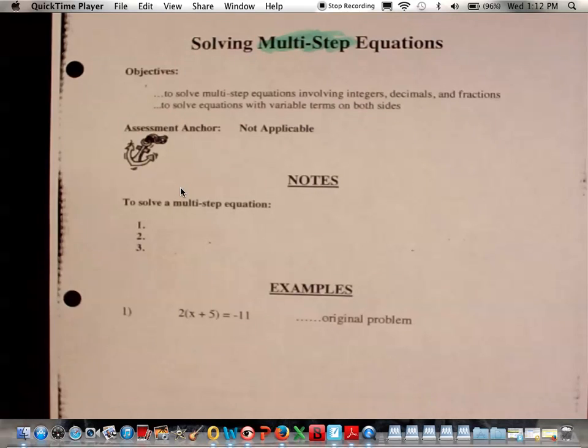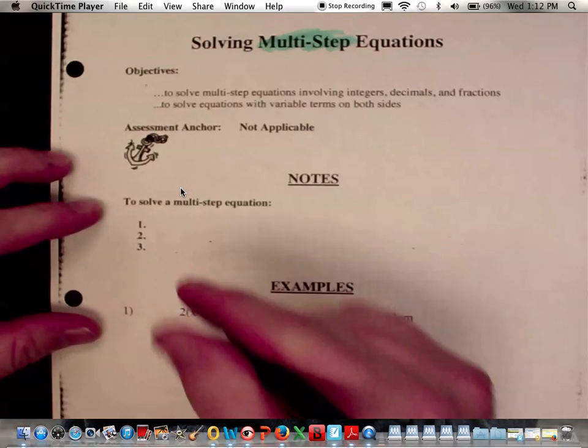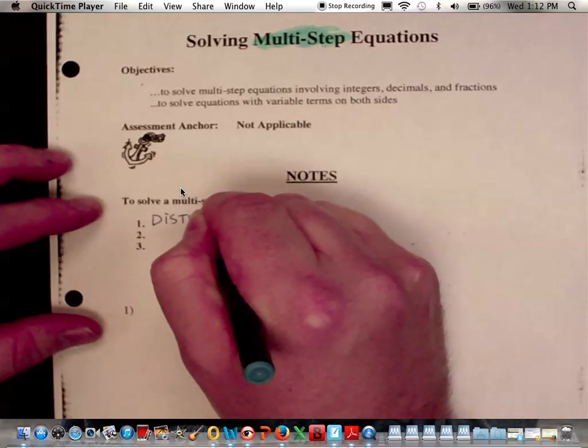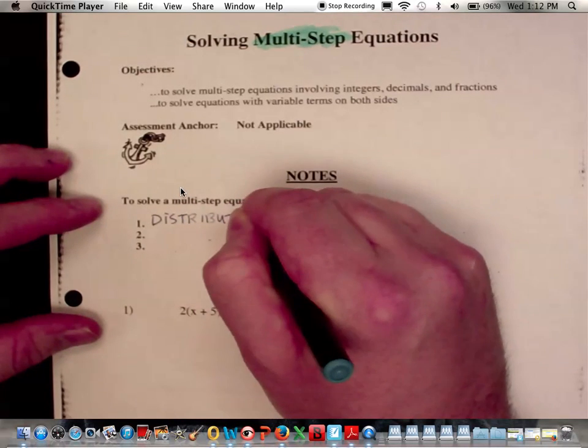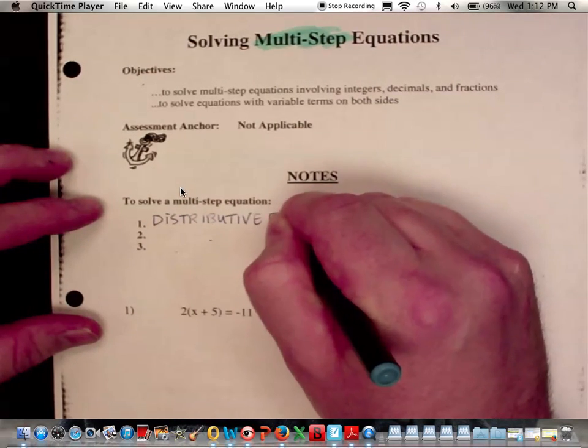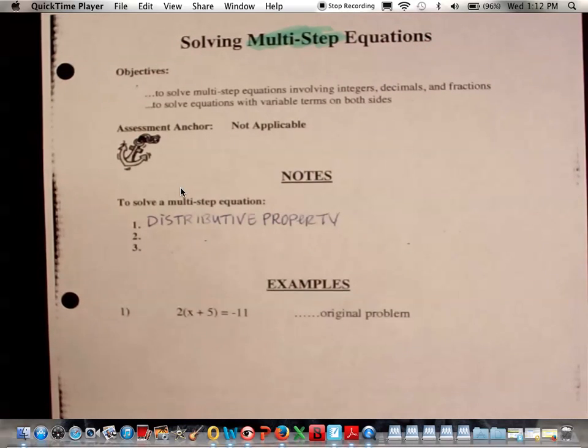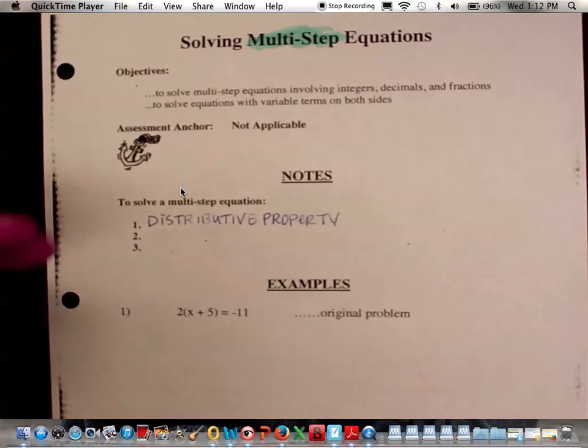Okay? The first thing you need to do is look at your problem and determine, do I need to do the distributive property? That should be the first thing you ask yourself. That way I can do the distributive property and get it in the correct form, so I can get my answer correctly and put it in my start, change, and finish organizer.